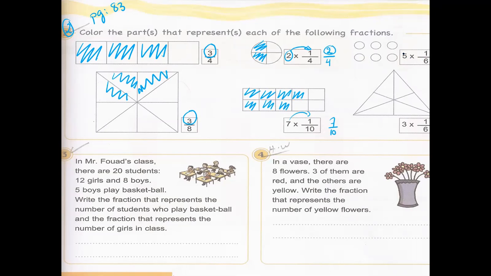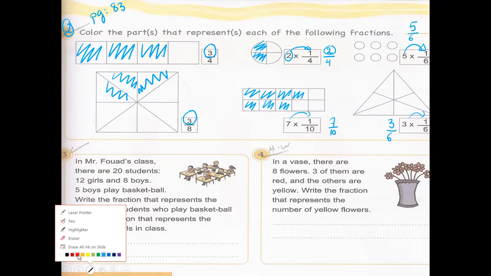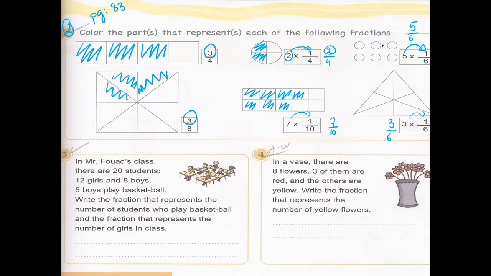5 times 1 out of 6. Multiply 5 by its numerator. 5 times 1, 5 out of 6. 3 times 1 here, the same. 3 out of 6. 5 out of 6. How many parts should I color? The numerator is 5. So I will color 5. 1, 2, 3, 4, 5. 3 out of 6. The numerator is 3. I will color 3. 1, 2, 3. Okay, teacher?